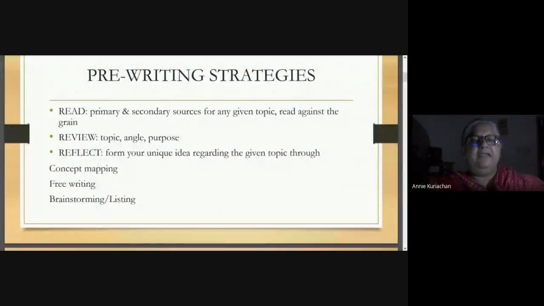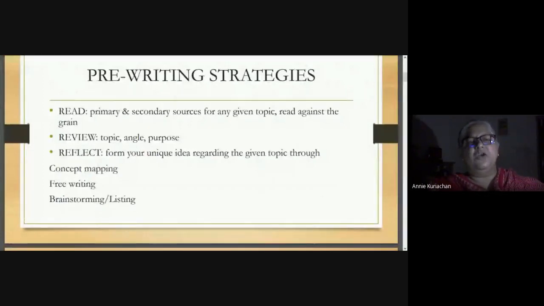Now I have identified three foolproof methods of reflection, or forming one's unique idea. The first one is concept mapping. There are any number of pre-writing strategies to understand what that unique idea is. I've chosen three of those strategies, which have worked for me and which I have shared in my classes.